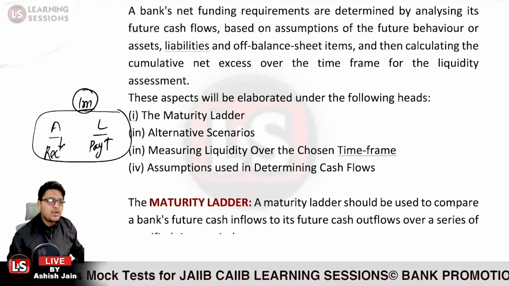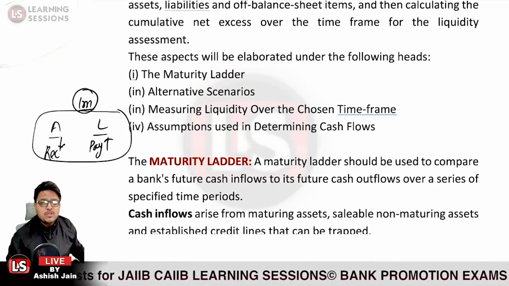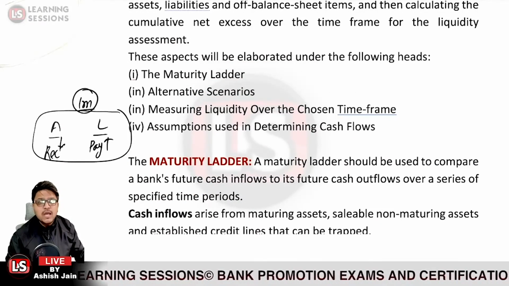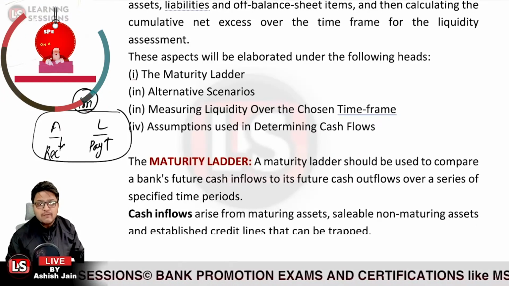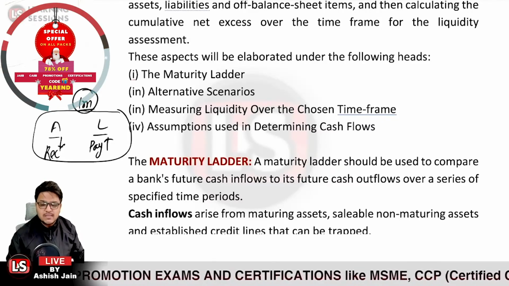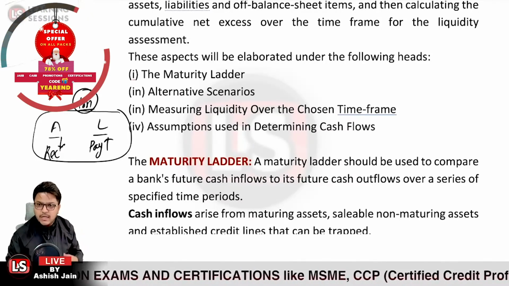Let us have a look at it. First of all, it is related to the maturity ladder. A maturity ladder should be used to compare the bank's future inflows and future outflows, and we will be looking at the difference between them. Cash inflows arise from the maturing assets, from where you will be receiving the money. That is basically related to the inflows.